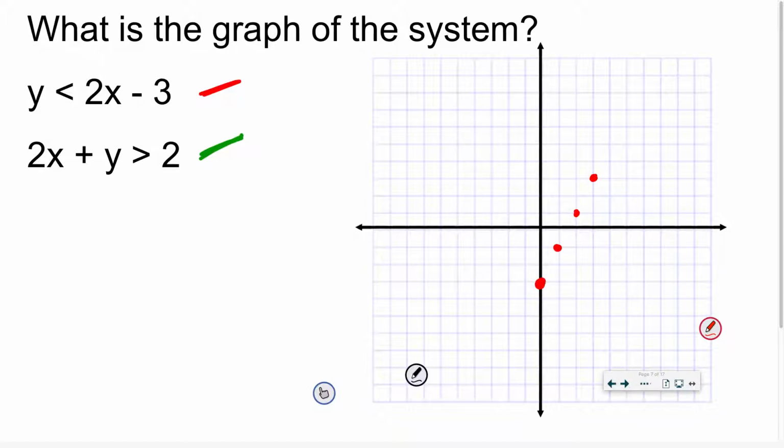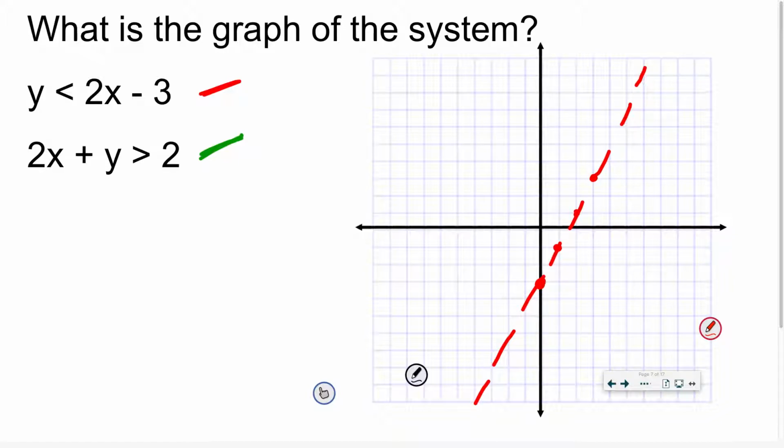Will this line be solid or dashed? How do you know? What does it mean to have a dashed line versus a solid line when it comes to an inequality? The boundary line. The line is not part of the solution. It truly is just the boundary. Am I done? I'm good? No, not yet.